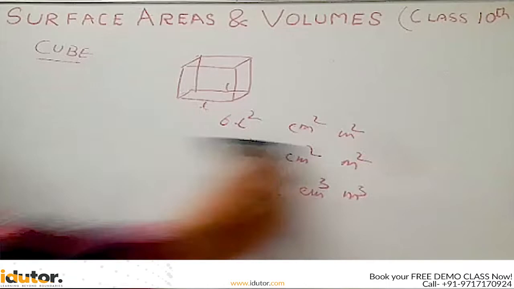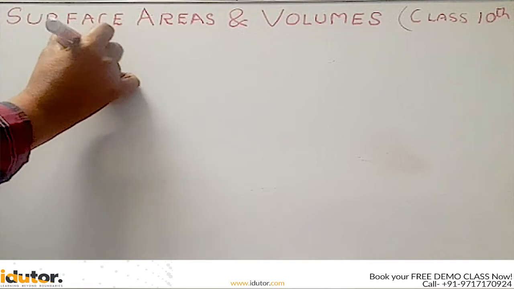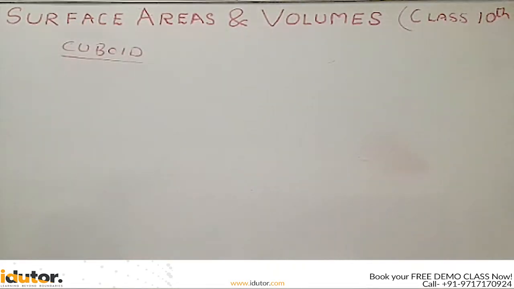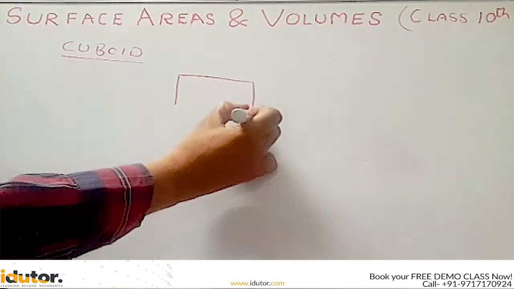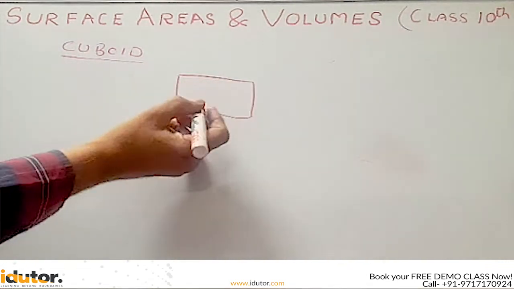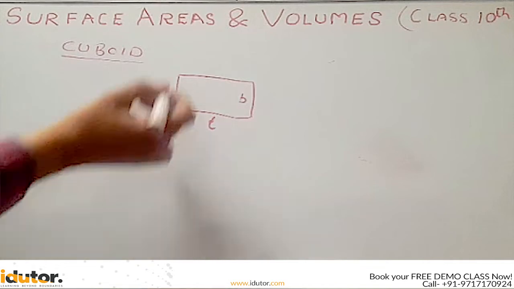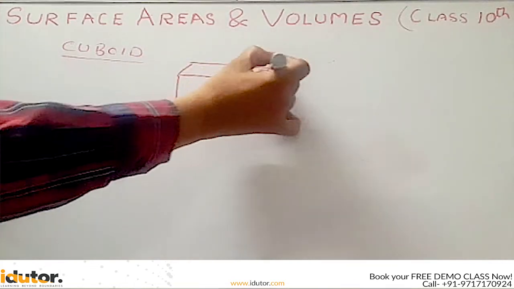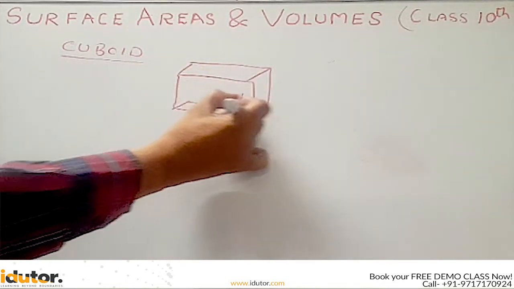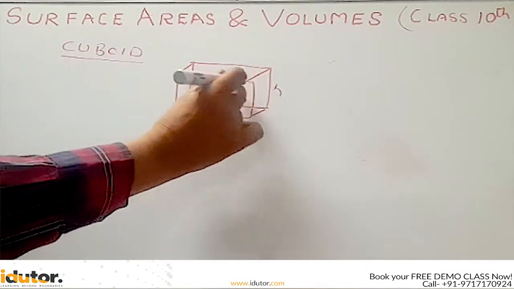Now we'll be discussing the next figure, which is the cuboid. A cuboid is a figure related to a rectangle. So let us make a rectangle first. In a rectangle, you must know that we have length and breadth. If we try to make a 3D figure, it will be in the form of a cuboid. So length, breadth, and height. This is the height, and this is the breadth.